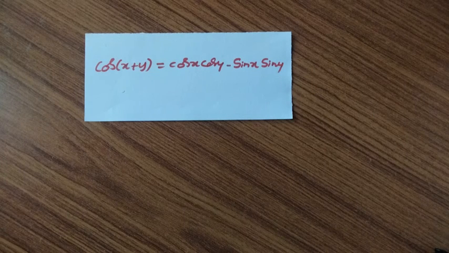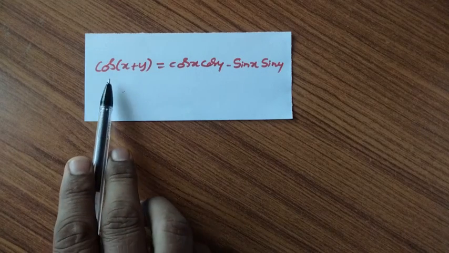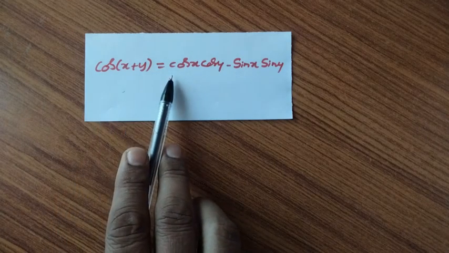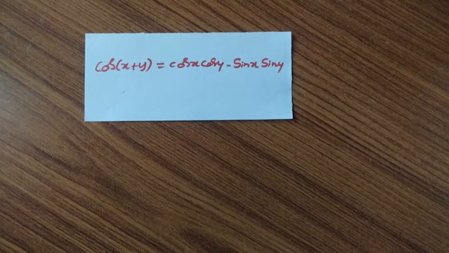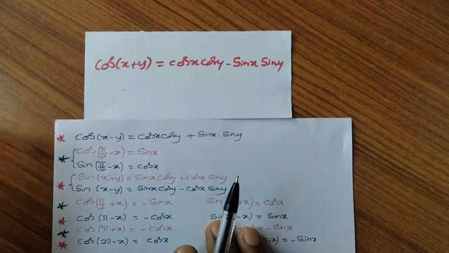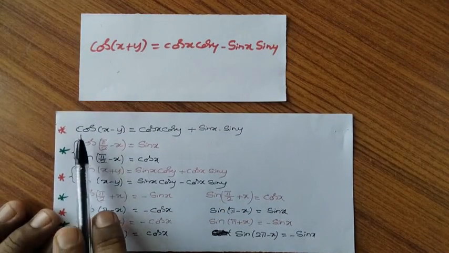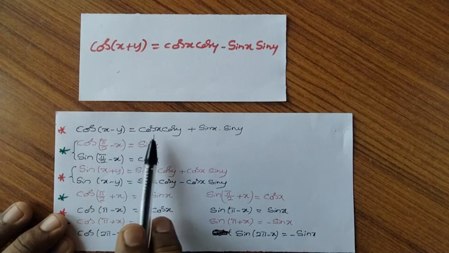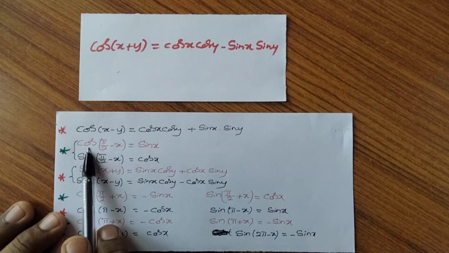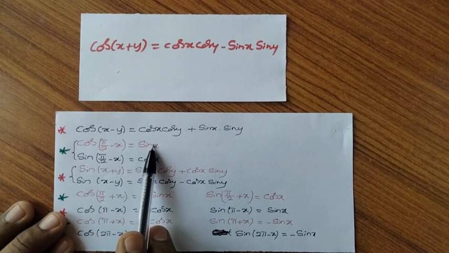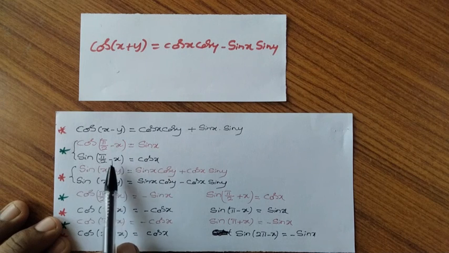Dear students, in the previous class we discussed the geometrical proof of cos of x plus y equals cos x cos y minus sin x sin y. Is it right? So in today's class we will discuss a few more results, that is cos of x minus y equals cos x cos y plus sin x sin y. Next, cos of pi by 2 minus x equals sin x. Sin of pi by 2 minus x equals cos x.